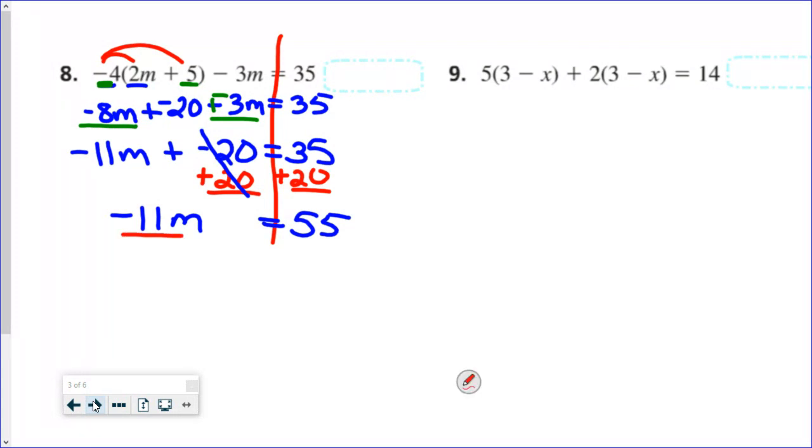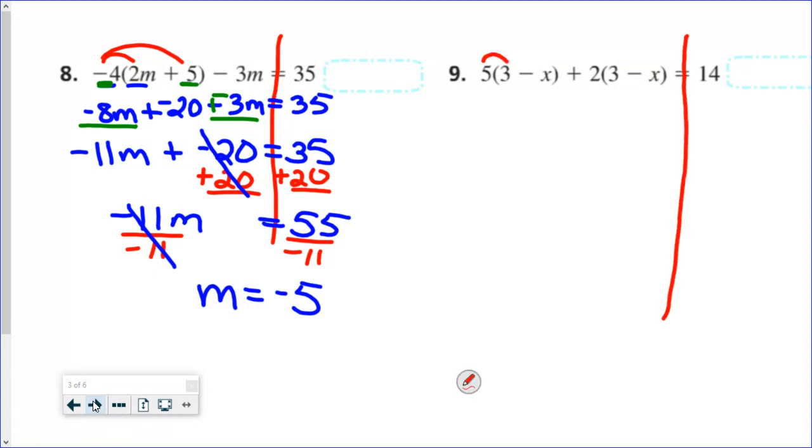Again, divide by negative 11. You're going to show all this work to make me happy, right? And it gives you a negative 5 because we have a positive divided by a negative. Okay, the last one on this slide is doubly long. Distribute, distribute, distribute, distribute. Okay, double distribution. So now we should be getting good at the distribution.